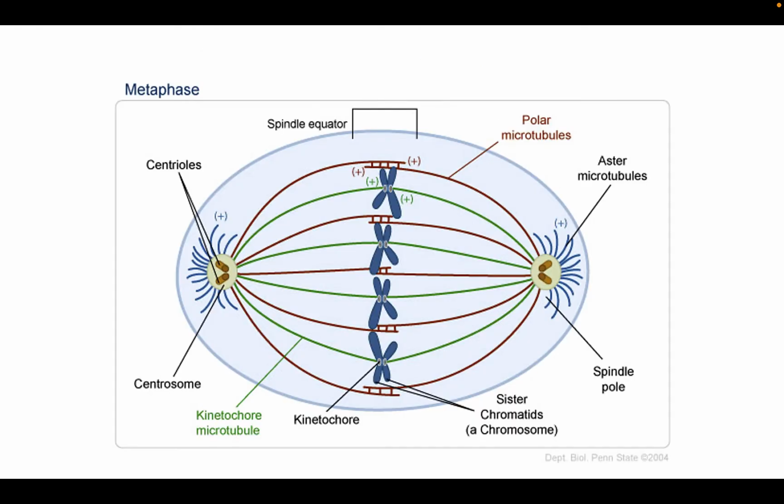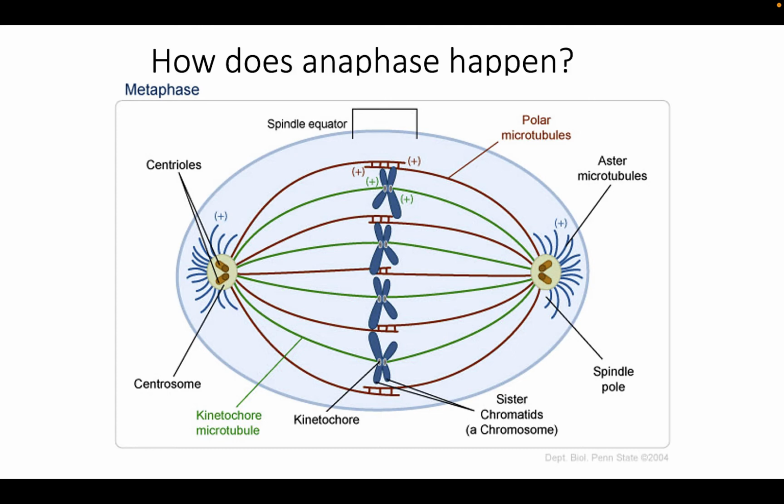Now I want to go back and talk about how cells actually divide and how anaphase happens. So anaphase is really important. You can draw it and just think, oh yeah, the chromosomes separate. But how really do they separate is the question. And I talked about this a little bit last Thursday.